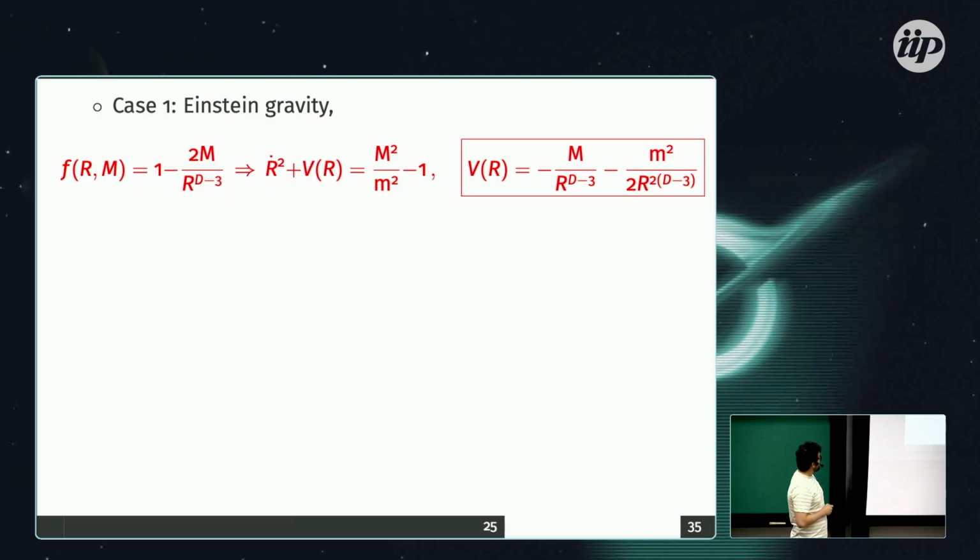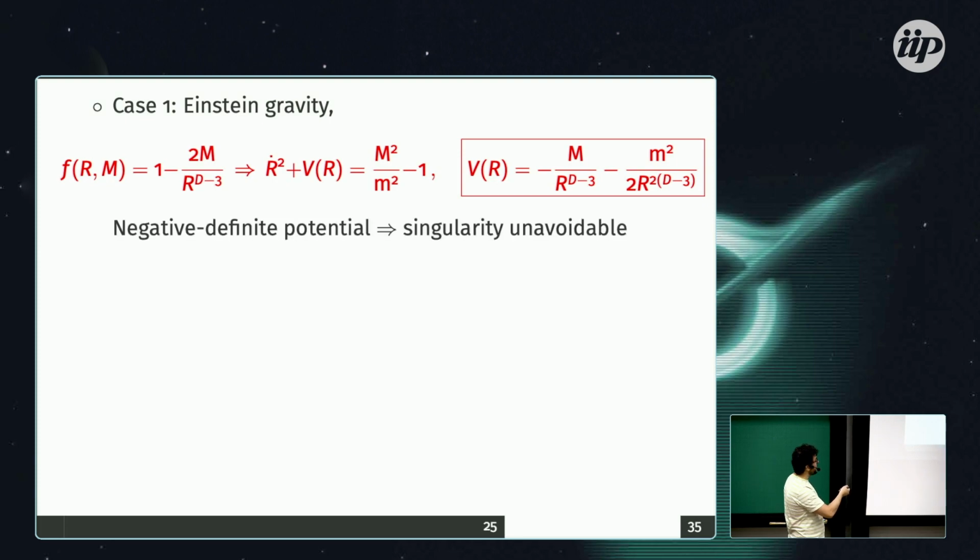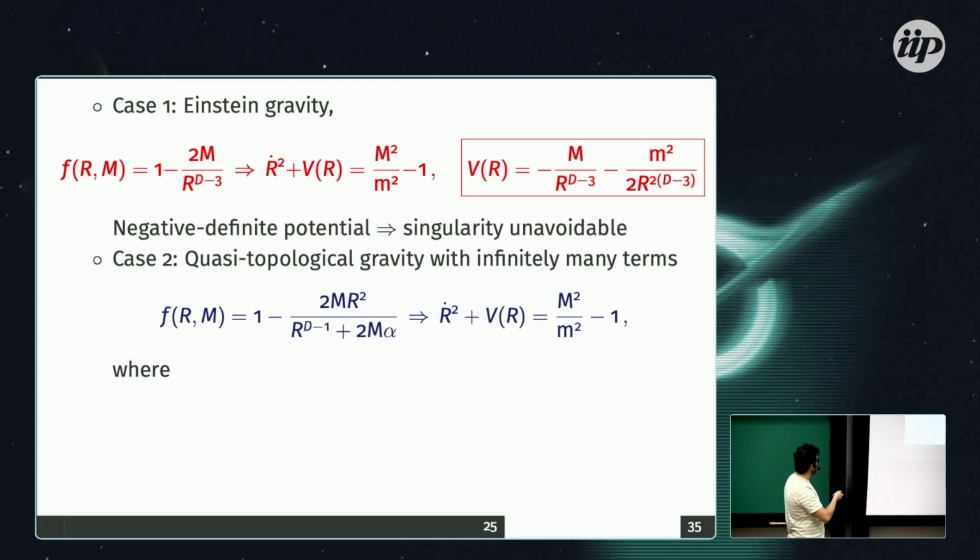Okay, let's start with Einstein gravity again. If you do this for Einstein gravity, it's a nice problem that you can try. It's not a geodesic, so it's something a bit trickier because there is energy momentum in the shell. But you can see that you have some energy conservation equation, and the potential is negative definite. So singularity is unavoidable. I will show you a plot in a moment.